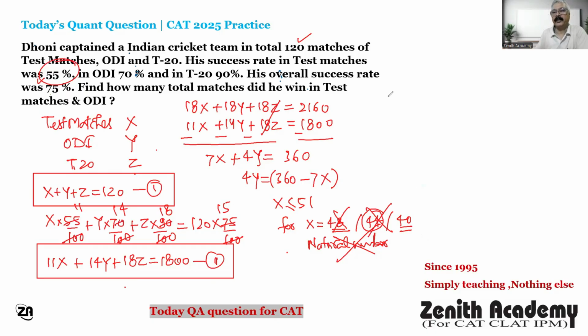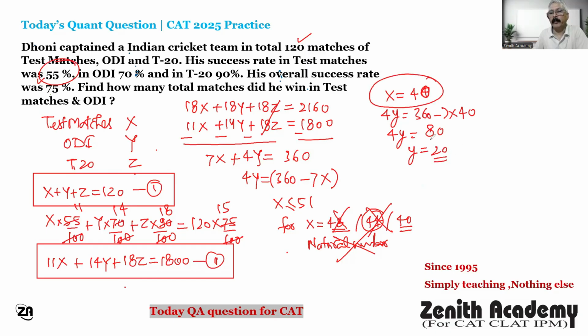So it means take x equal to 40. As you take x equal to 40 here, then 4y equals 360 minus 7 into 40. Sorry, 44 is not possible, I take 40. Then 4y equals 360 minus 280. 360 minus 280 is going to be 80. So y is equal to 20. So for x equal to 40, y is coming 20.